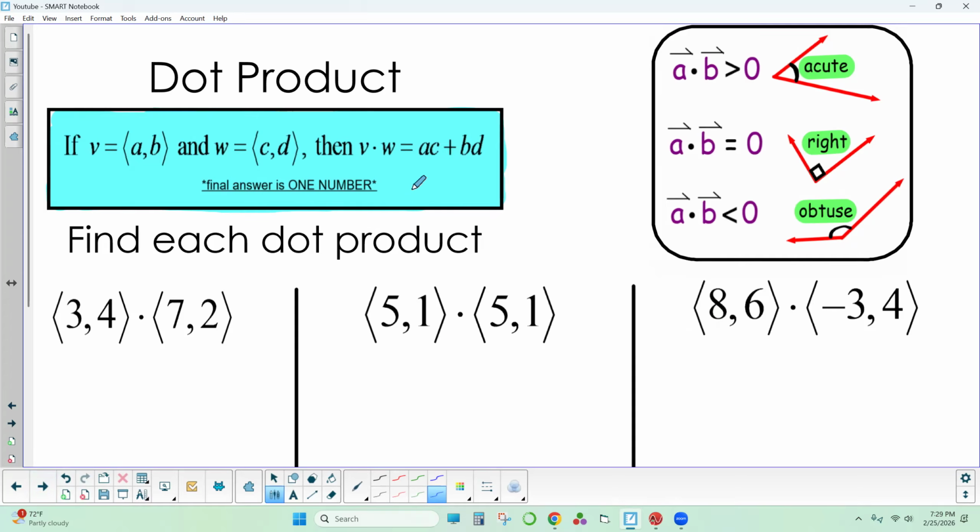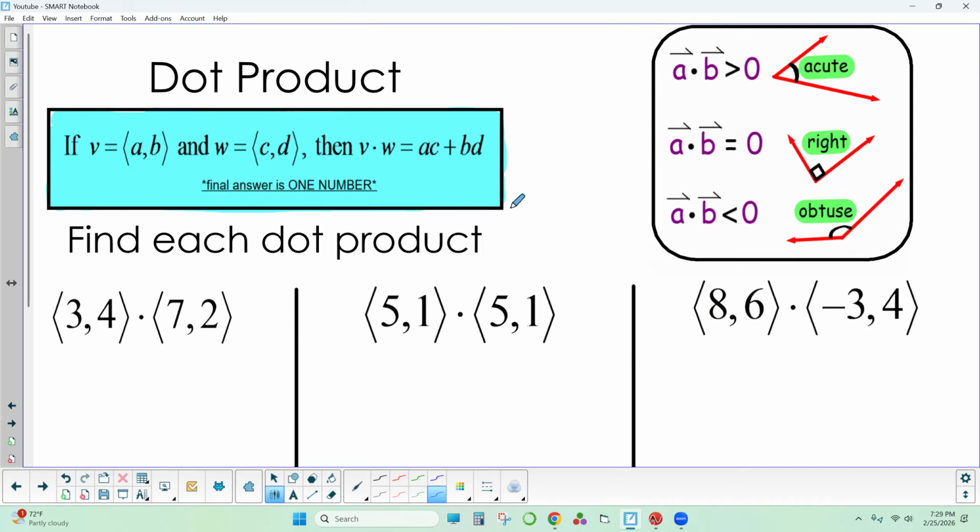Okay, so if you look here in blue, it pretty much gives you the how-to. So we've got two vectors, v and w, with components (a, b) and (c, d). It says take the product of a times c, take the product of b times d, and then add those two products together. So what you're going to end up with is a numerical value, just one number, and that is the dot product.